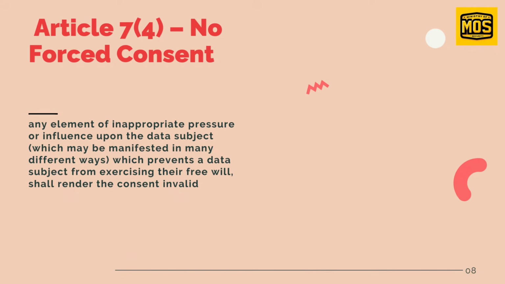Finally, we have come to the last clause of Article 7, which broadly tells us that if a user is giving consent, and if there's any pressure, imbalance of power, or if the person doesn't really have a choice in giving the consent, then that consent is not valid as per Article 7 clause 4 of GDPR, which means that there should not be any forced consent, right? And any element of inappropriate pressure or influence upon the user which prevents a data subject from exercising their free will shall render the consent invalid.